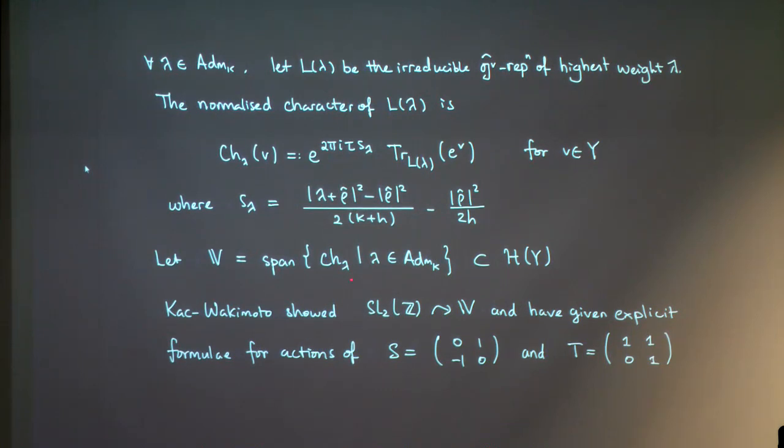And the point is that, first of all, they're linearly independent. And the subspace they span inside the holomorphic functions on Y is invariant under the SL2Z action we discussed before. So this is the modularity property of these characters. And moreover, Kac and Wakimoto have described explicitly how the generators of this group act on this basis. Okay, we know it's generated by the S and T matrices, which are the two matrices given here. And you can write out the matrix coefficients of these elements acting on these spaces.